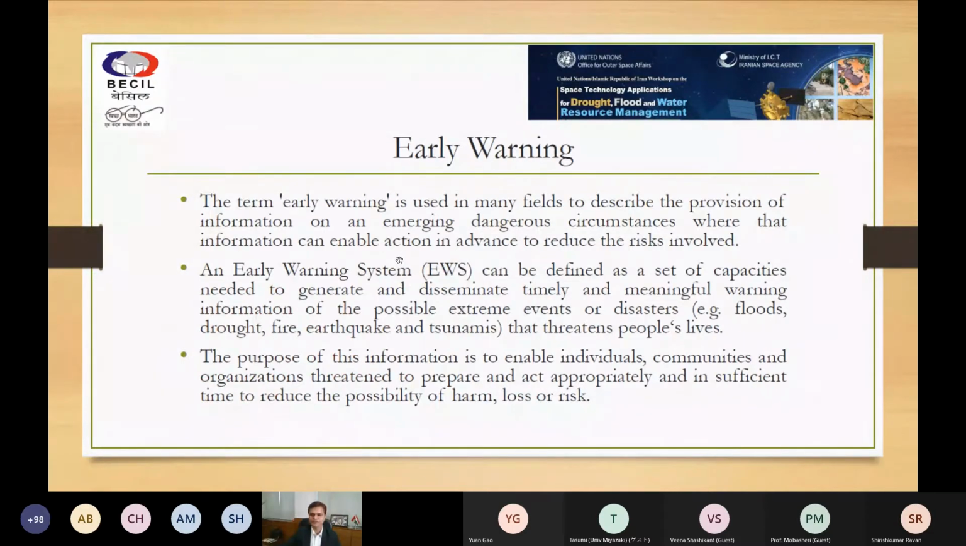As you know, the term early warning is used in many fields to describe the provision of information on emerging dangerous circumstances, where that information can enable action in advance to reduce the risk involved. Similarly, ecological monitoring is a system of regular, long observation in space and time. We will not go into theory.